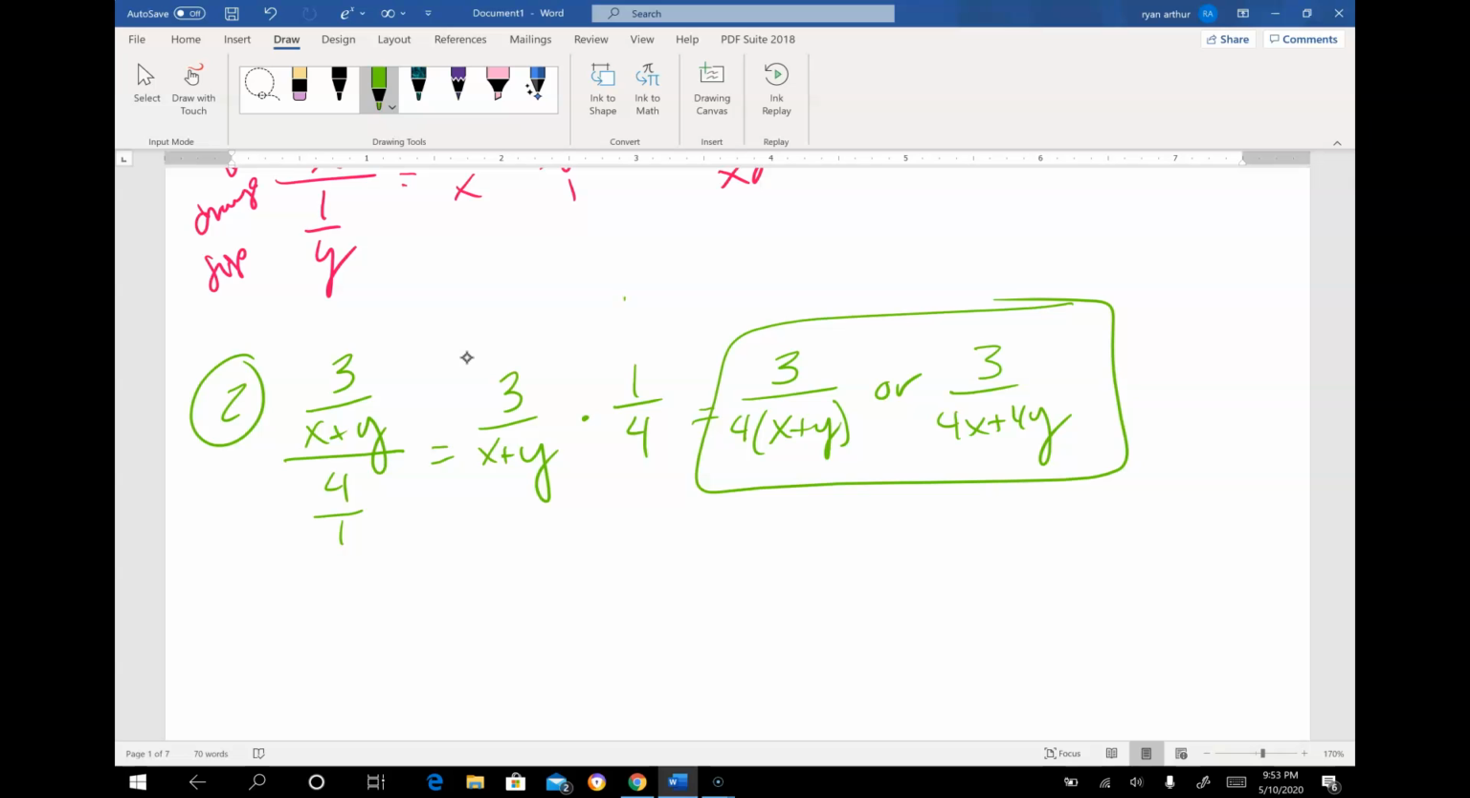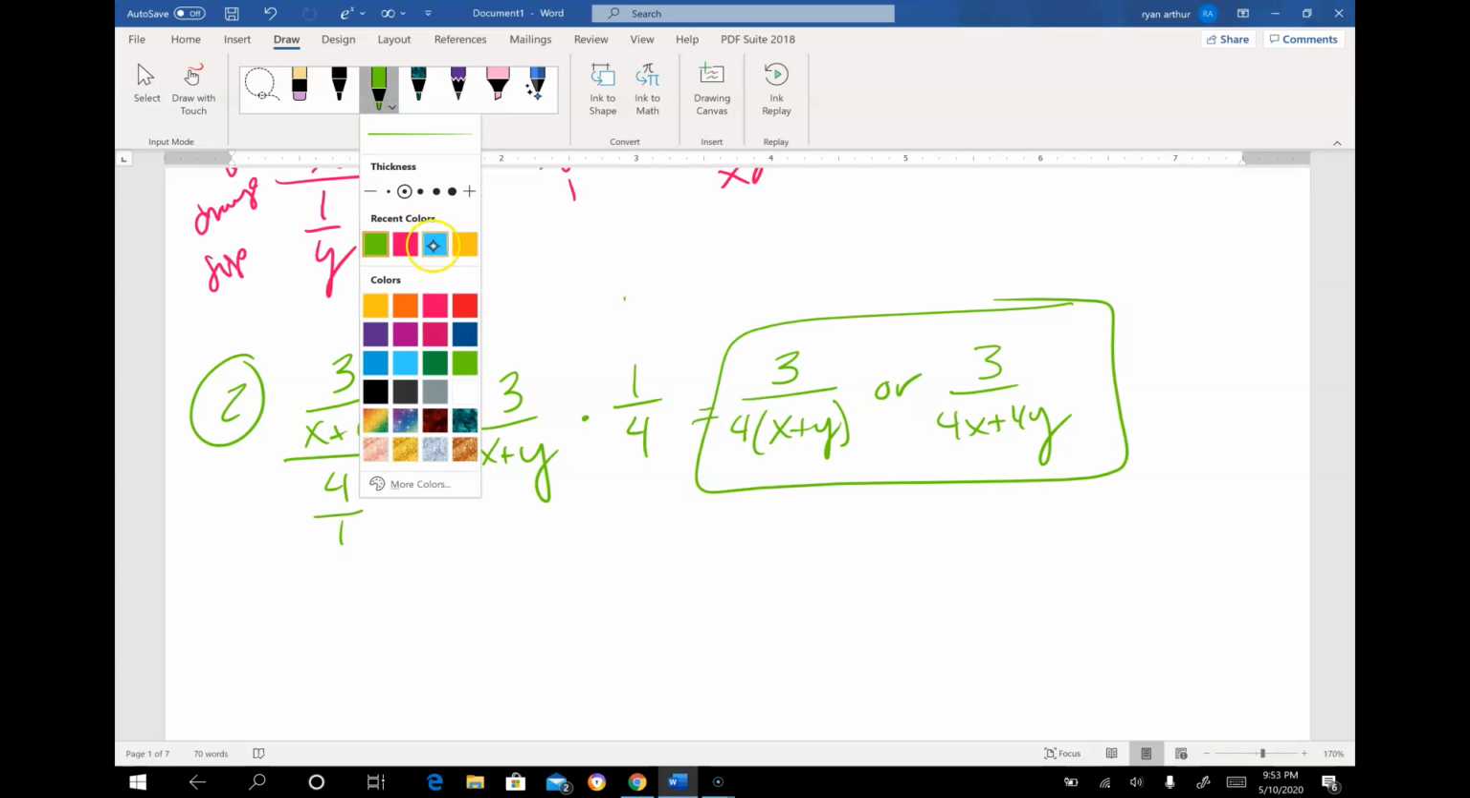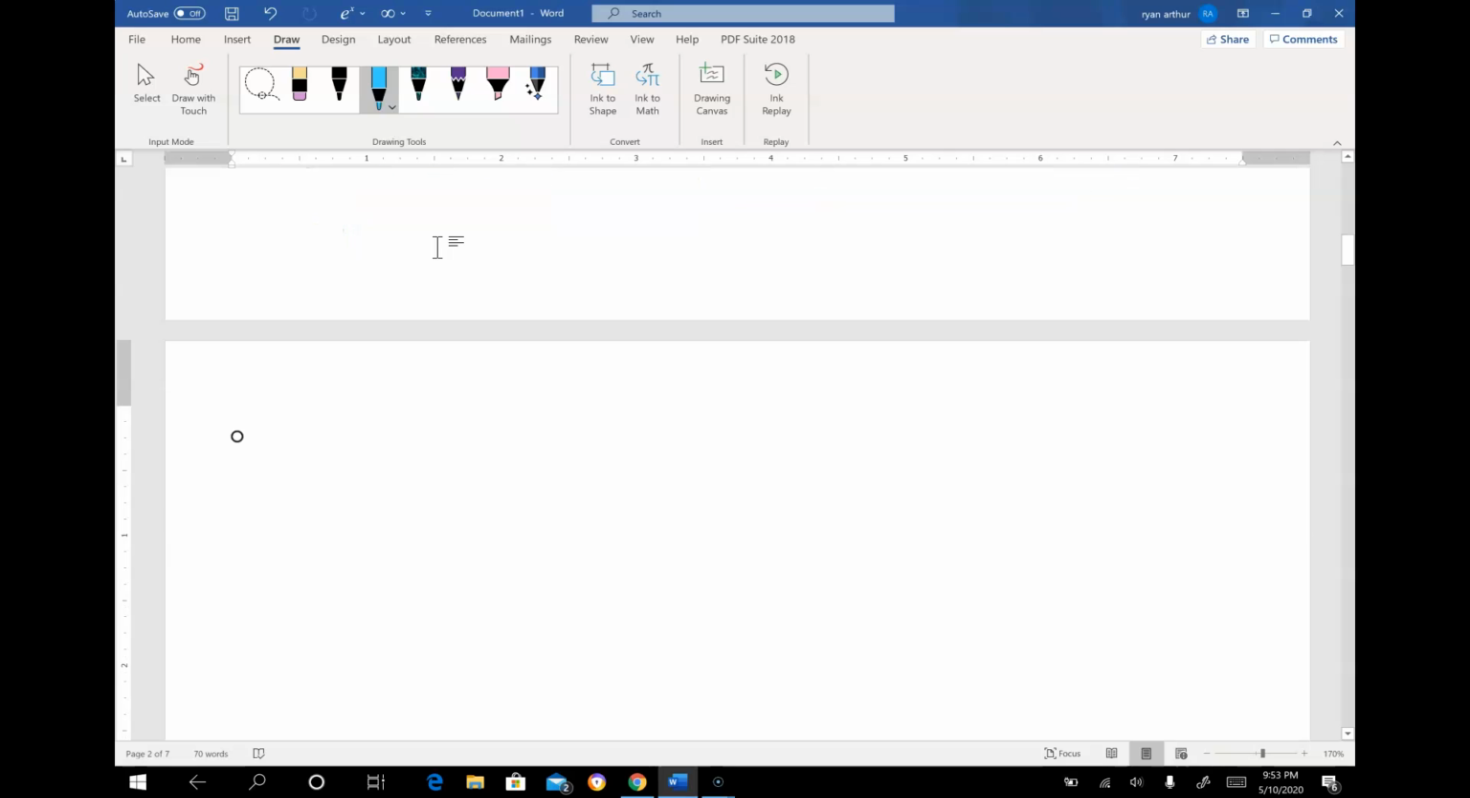Alright, so number 3. Let's go to the next page. It's going to be 3 over 2 over x plus y. Neither one of them is expressed as a single fraction. I mean, 3 is, but I'm saying put it in fraction form. To put a whole number in fraction form, we say 3 over 1. Now this denominator right here is going to have to become one fraction. So look over here.